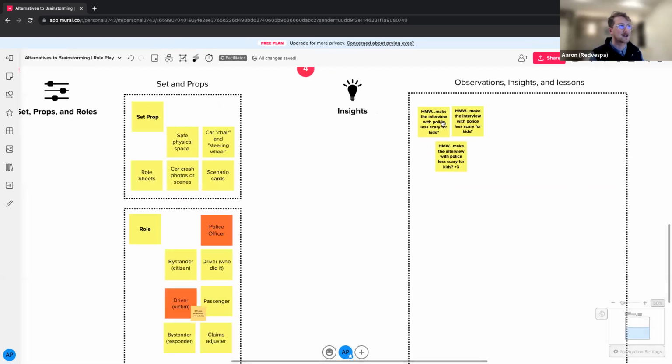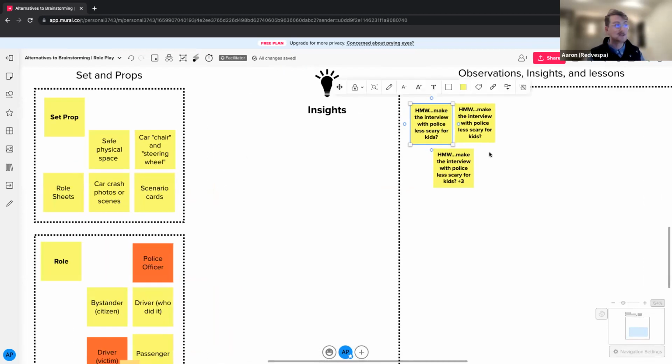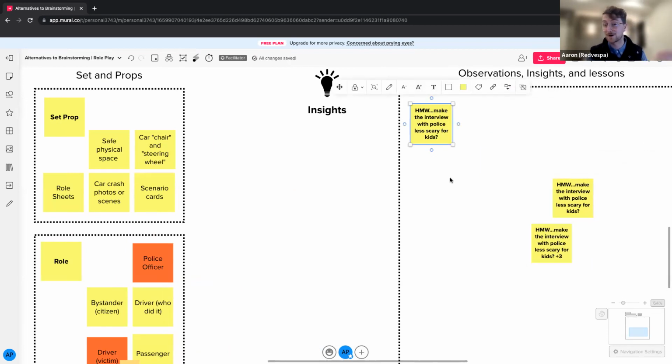And the way they do that is by recording them as how might we questions. So for example, one of the things we noticed when we were role playing is that we had some kids in the room just to role play being passengers, and they actually felt really scared talking to a police officer. So how might we make that less scary for them?